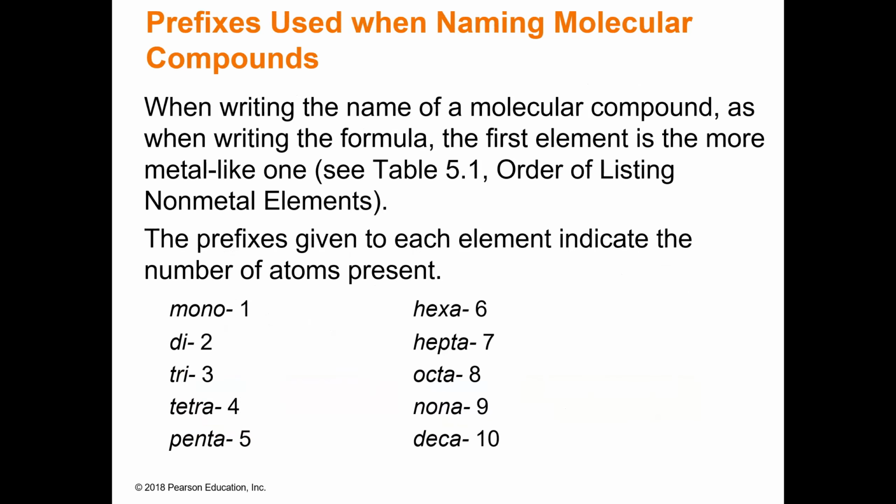Here are the key prefixes to memorize. Mono means 1, di means 2, tri means 3, tetra means 4, penta is 5, hexa is 6, hepta equals 7, octa means 8, nona is 9, and deca means 10. These go in front of each element to show how many atoms it has.